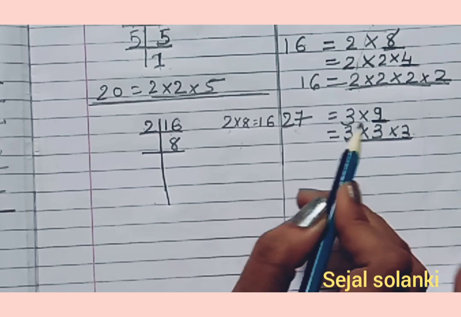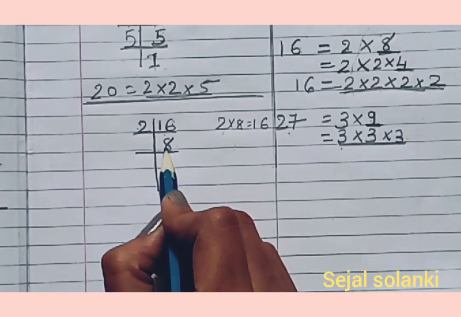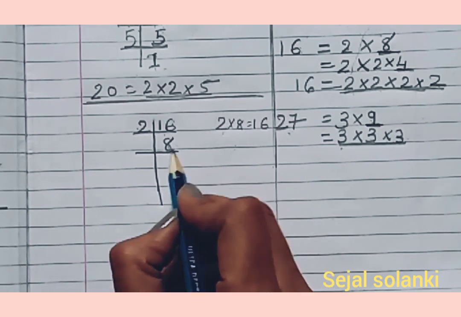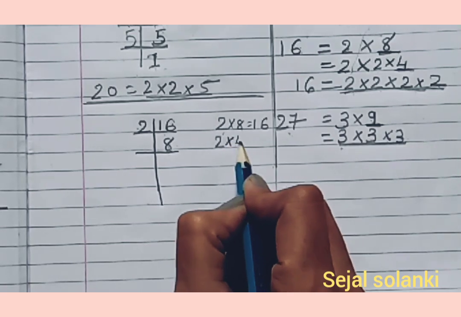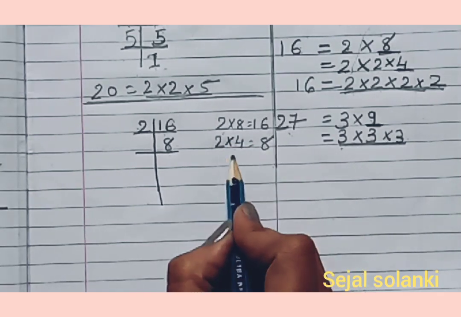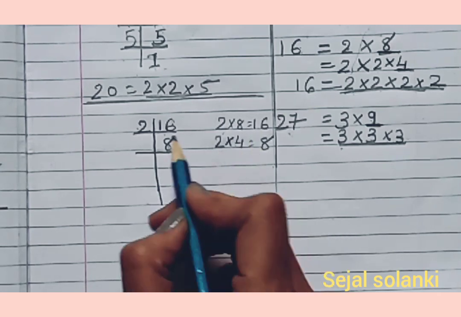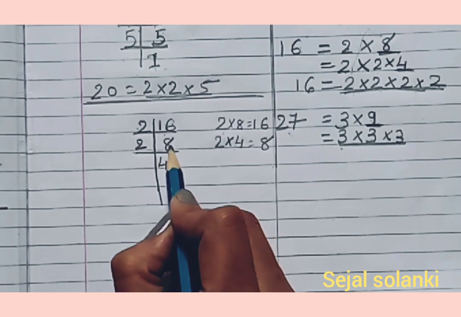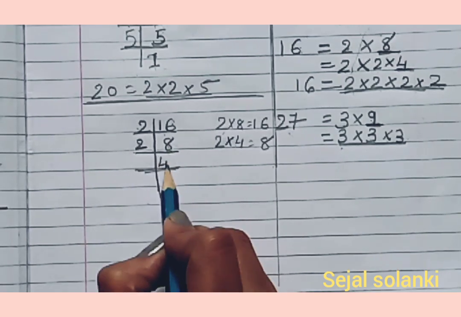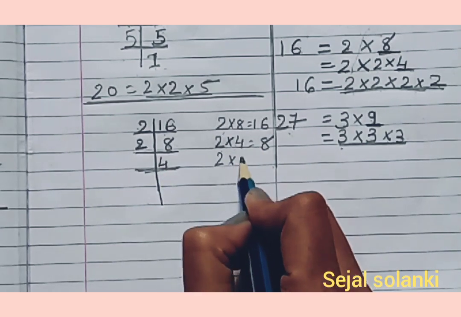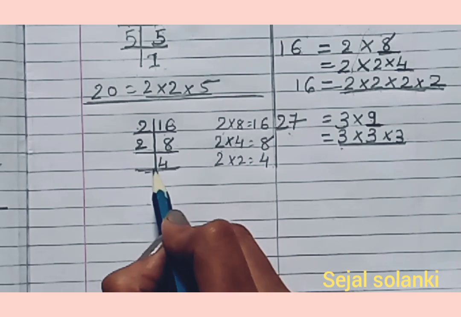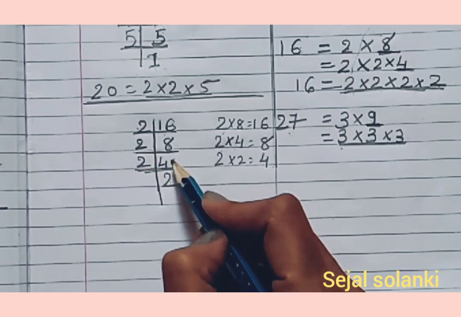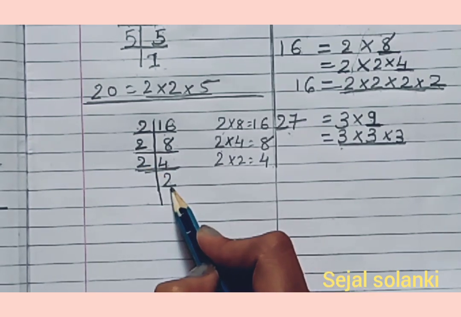Then draw a line, once again 8. Next 8. Now is 8 even or odd? It is an even number, so it can be divided by 2. Yes, 2 4s are 8. So once again we will write the prime number at the left side. 2 4s are 8. Then draw the line. 4. It is easy. 2 2s are 4. So both are prime numbers. Now we have reached the prime numbers at last.